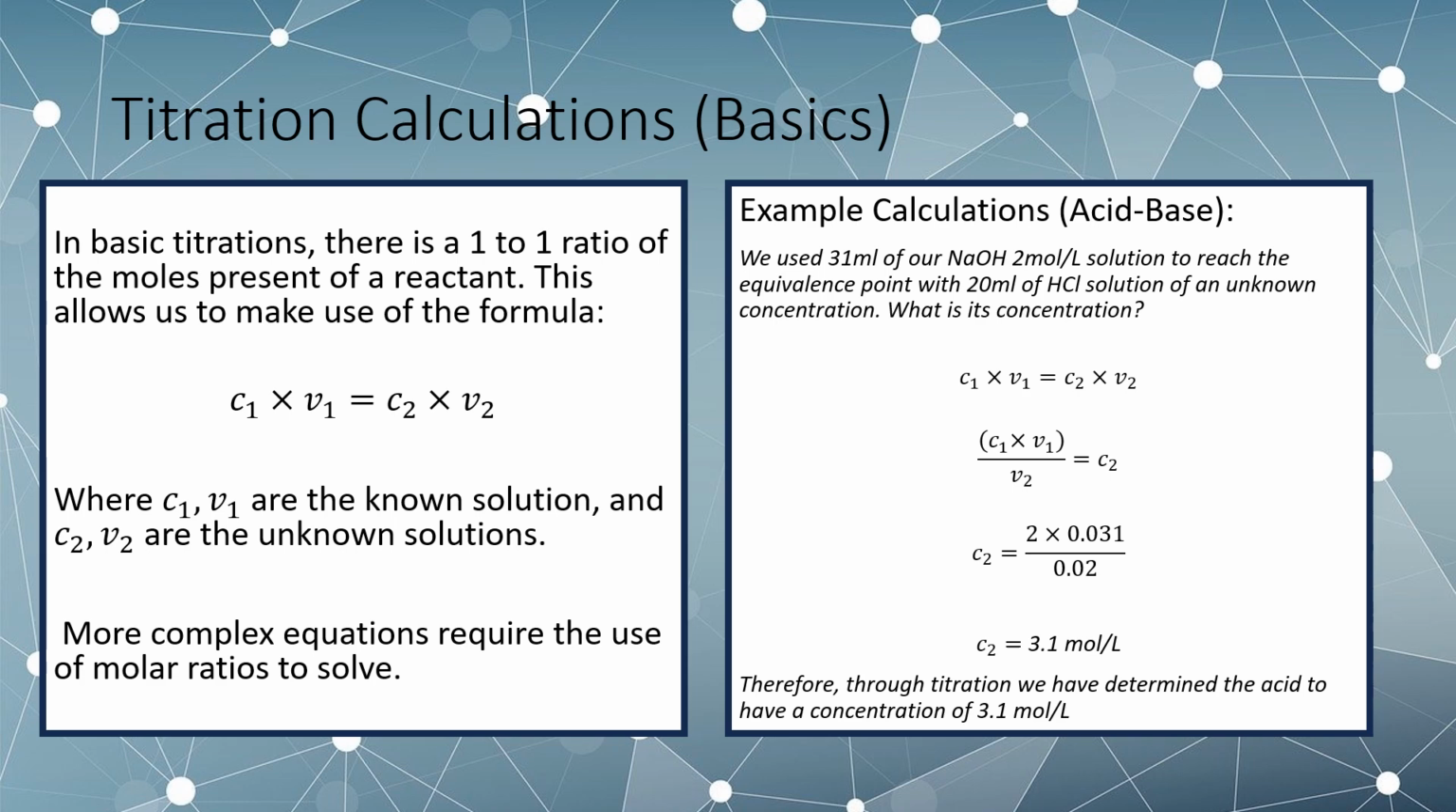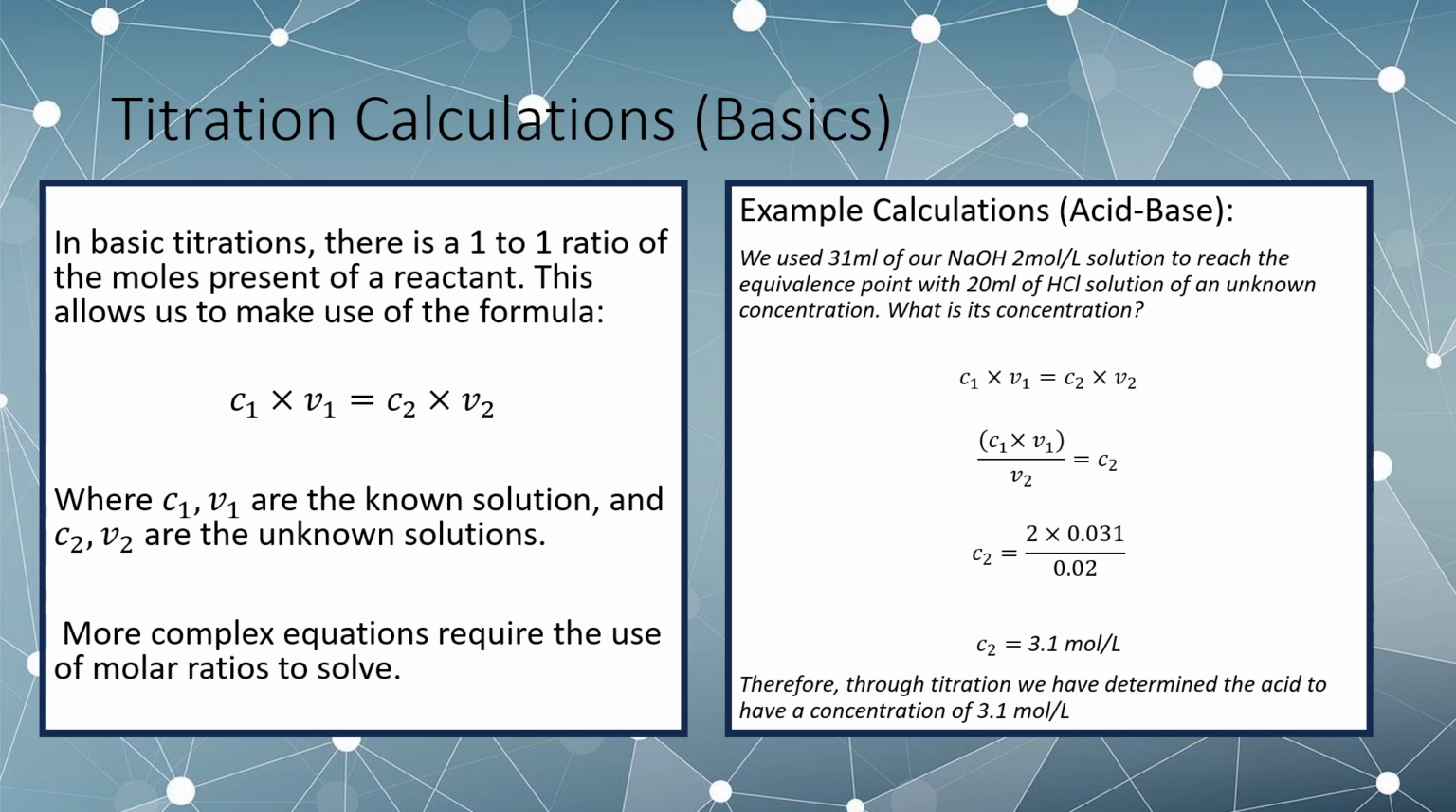This allows us to make use of the formula C1 times V1 equals C2 times V2, where C1 and V1 are the known solution, and C2, V2 are the unknown solutions. More complex equations, like I said, require the use of molar ratios to solve, and that's something you'll explore throughout your years as you progress further into your chemistry studies. Let's look at an example now.